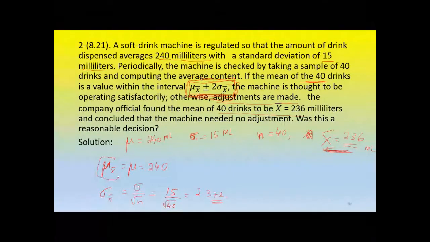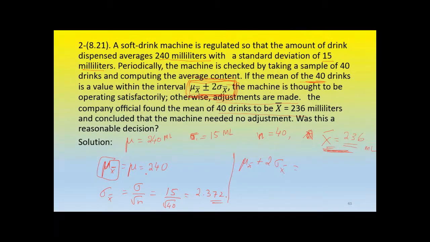Mu x bar is here. So from the mean, 2 units of sigma x bar plus and minus, you are getting an interval. So what we are doing here is mu x bar plus 2 times sigma x bar. Mu x bar is 240 plus 2 times sigma x bar, which is 2.372. Multiply these two and add with the 240, you'll get 244.743. This is your upper limit.